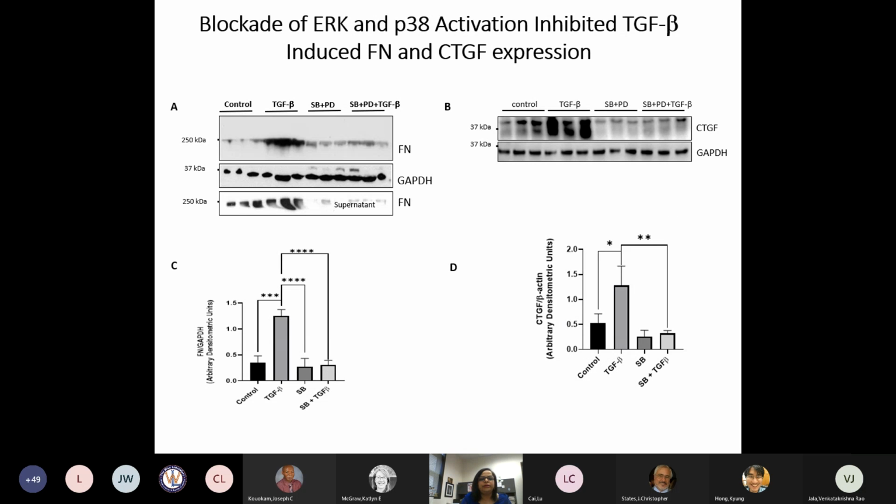We next examined the effects of blocking ERK and P38 MAP kinase pathways on TGF-beta stimulated fibronectin and CTGF expression. TGF-beta stimulated fibronectin and CTGF expression was abrogated by blockade of both the pathways, suggesting that ERK and P38 pathways modulate expression of NFE2, fibronectin, and CTGF.